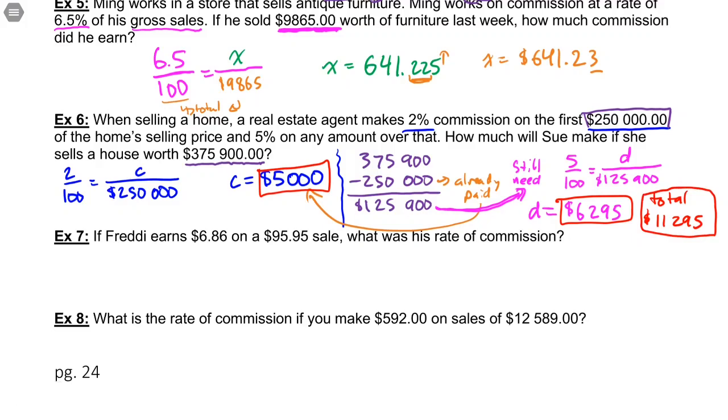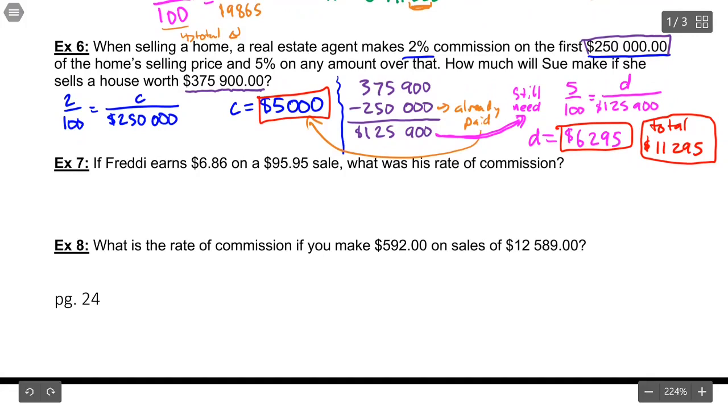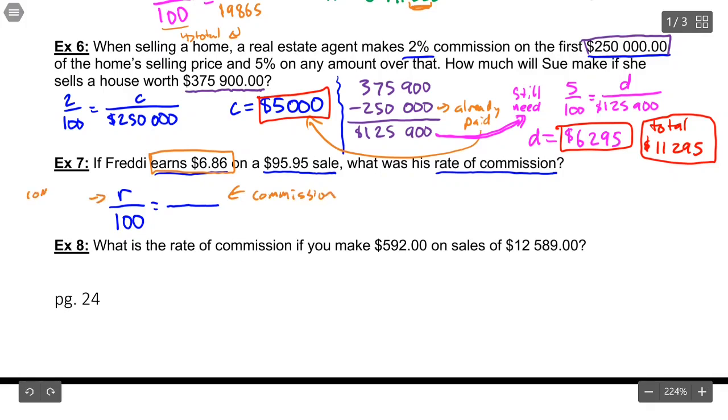All right, now let's try to see if we can work backwards. In this case, I'm going to tell you how much they've earned and how much they sold, and we're going to try to figure out the rate of commission. So not too scary, we just have a different unknown in our proportion. In this case, our rate is unknown. So our rate per 100 we don't know, but we know how much they get paid, and their pay is their commission. So this is the commission rate, right? The commission percent, and this is the commission dollars over here.